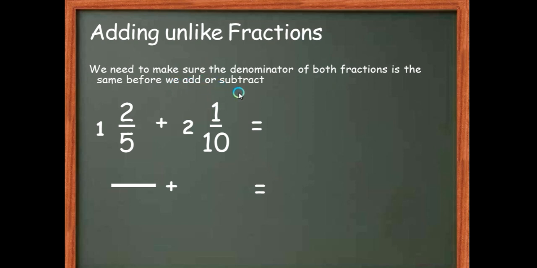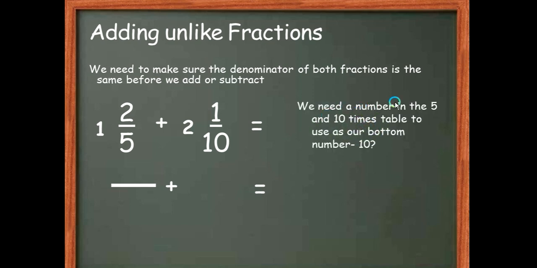Here is another example, but here we have whole numbers. We have 1 whole number, 2 over 5, plus 2 whole number, 1 over 10. Now we can use 10 as our denominator. We need a number in the 5 and 10 times table to use as our bottom number. And we can use 10 because we can divide 10 by 5 and we can divide 10 by 10. Now that our denominator is 10.